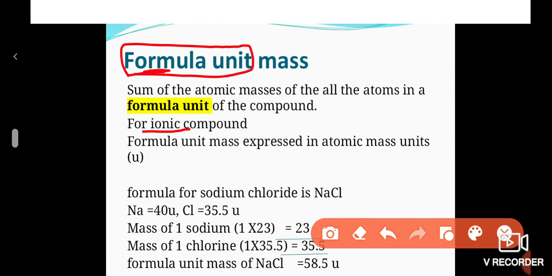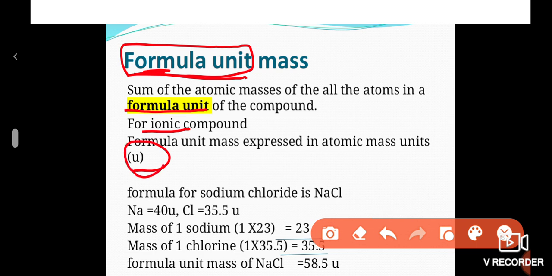First, the sum of atomic masses of all the atoms in a formula unit of the compound. What is that formula unit? It is the formula of the chemical compound. Formula unit means nothing but the formula of the chemical compound. So this word alone changes. In molecular mass, we denote this term as a molecule. In formula unit mass, we denote this term as a formula unit. It is also expressed by the unit U.